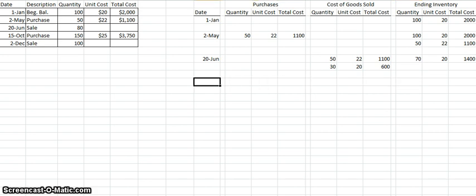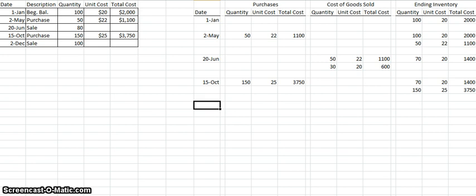Alright, October the 15th, we purchased some more inventory. We bought 150 units at $25 a piece for a total of $37.50. Alright, so let's update the inventory because now we don't just have the 70. We do still have the 70 though. They're still there, so we want to bring them down first. Got to keep them in order. But now we also have 150 units at $25 a piece.